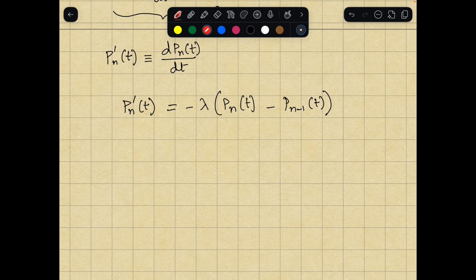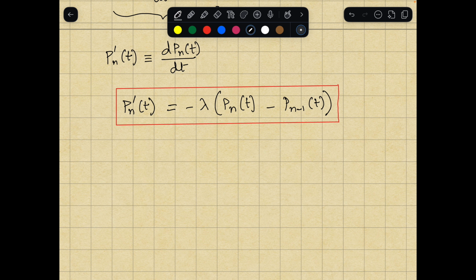So this is the differential equation, or we may call it a recursive differential equation, that we need to solve in order to get Pn of t, that is the probability that n photons have arrived in time t. Okay, so before solving this equation, we note a few initial conditions.